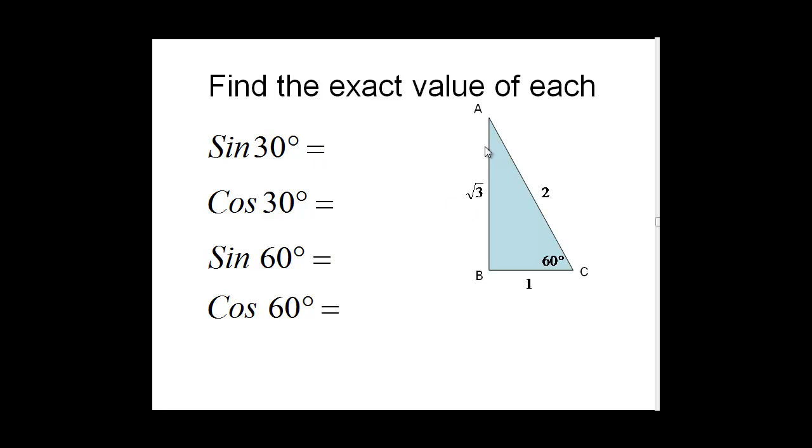Now sine of 30. 30 degrees is up here at A. Sine is opposite over hypotenuse, which is 1/2. Cosine of the 30 is adjacent, square root of 3, hypotenuse 2. Sine of 60 is opposite over the hypotenuse. And cosine of 60 is adjacent 1 over the hypotenuse 2, so it's 1/2.